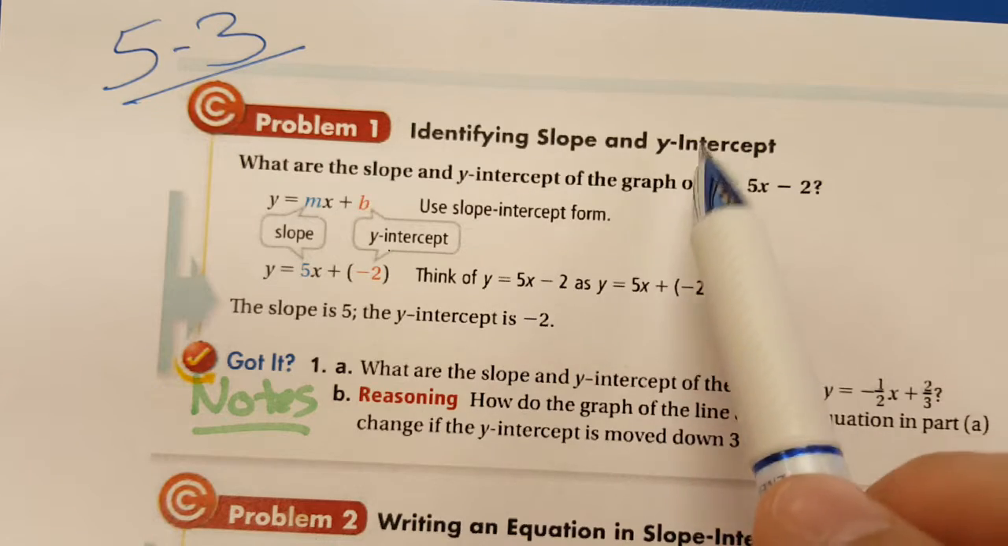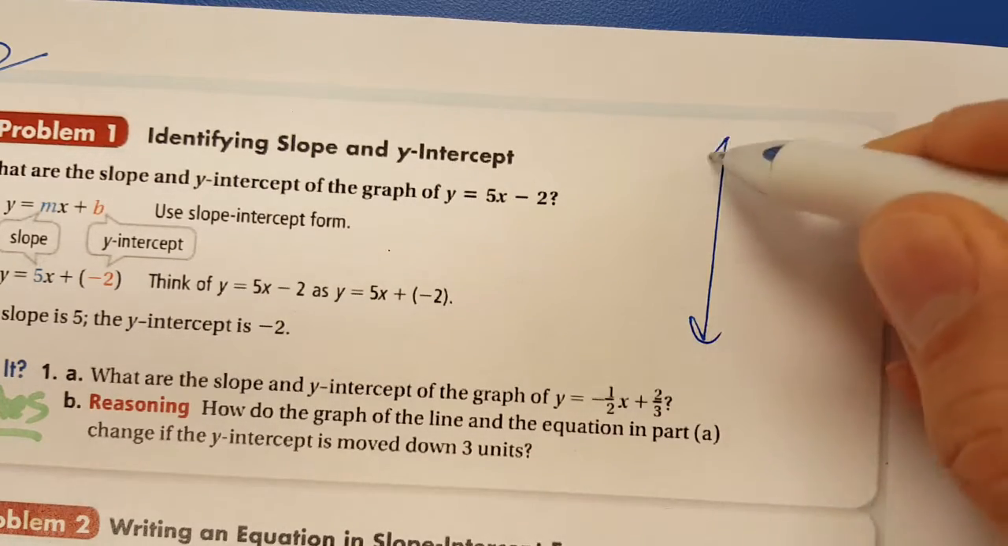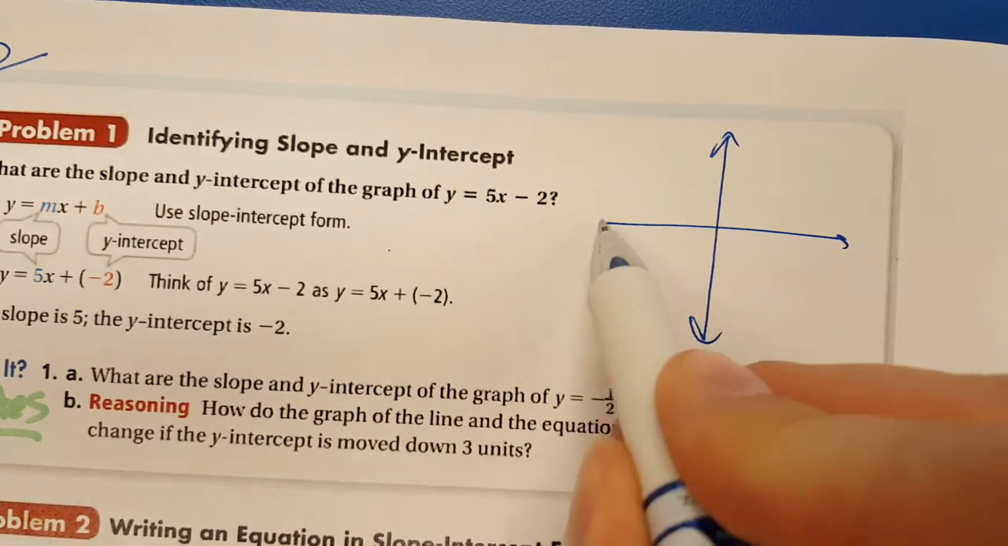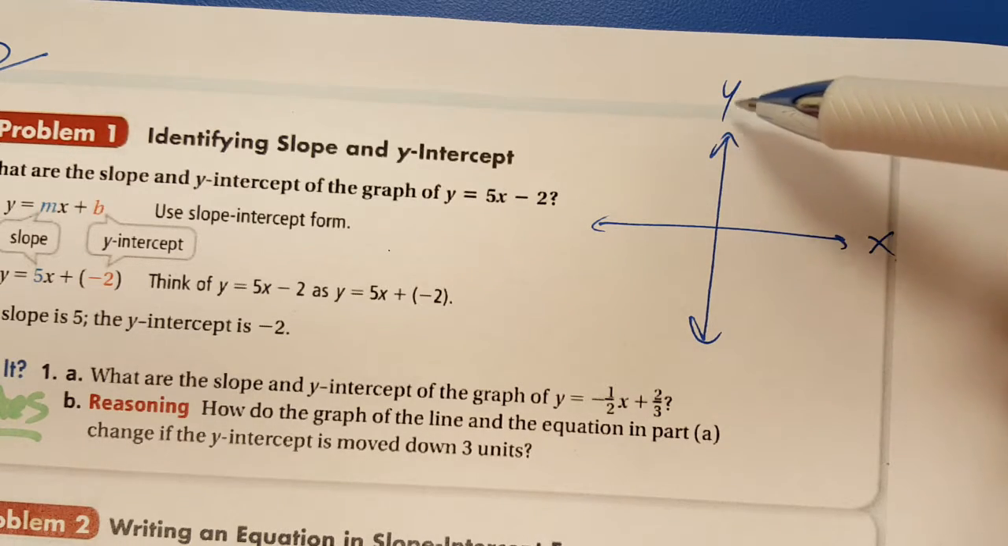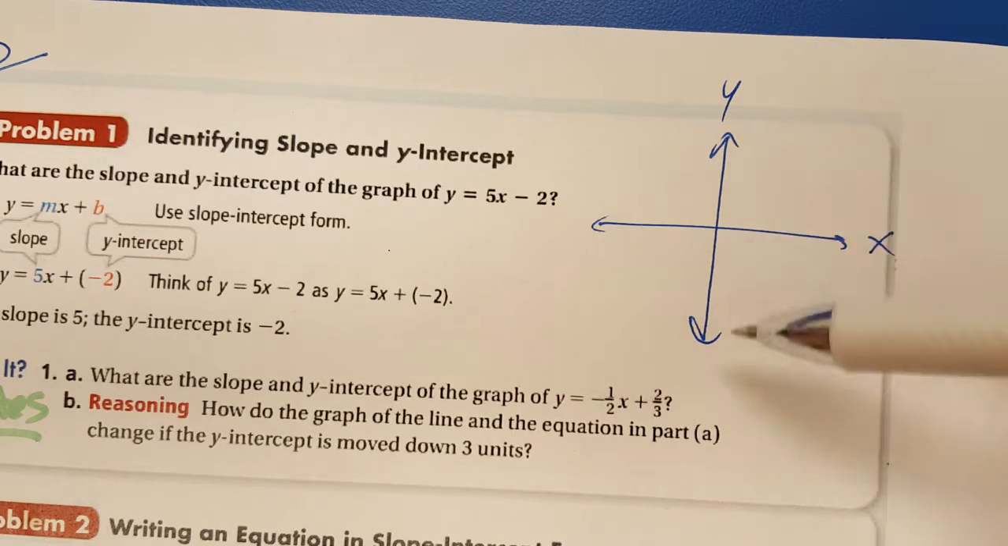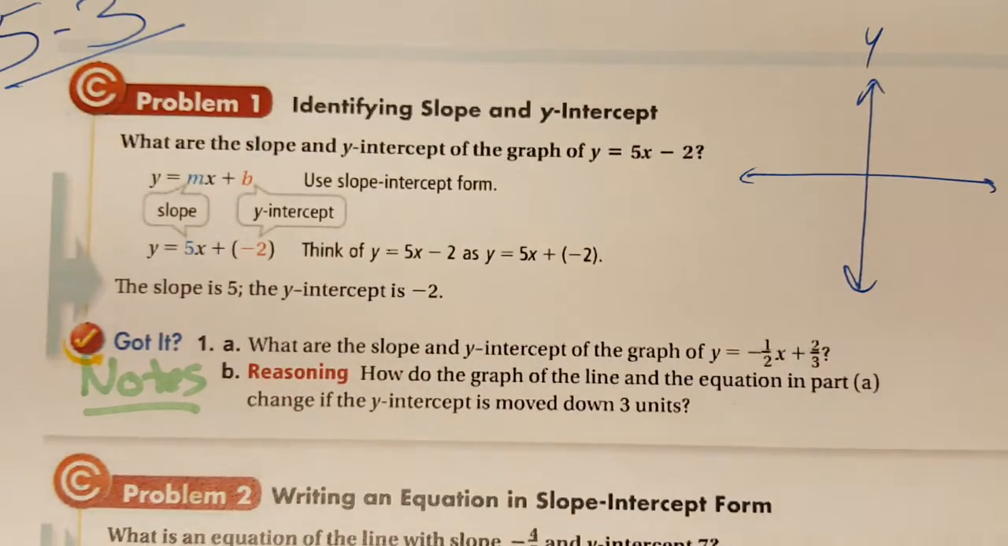Now this is a predestined place to start on the y-axis. So we all know that in a basic coordinate point system, this is the x-axis and this is the y-axis. So the y-intercept tells you where to start on this line, and then the slope tells you how to move. So it's kind of a crash course right there.